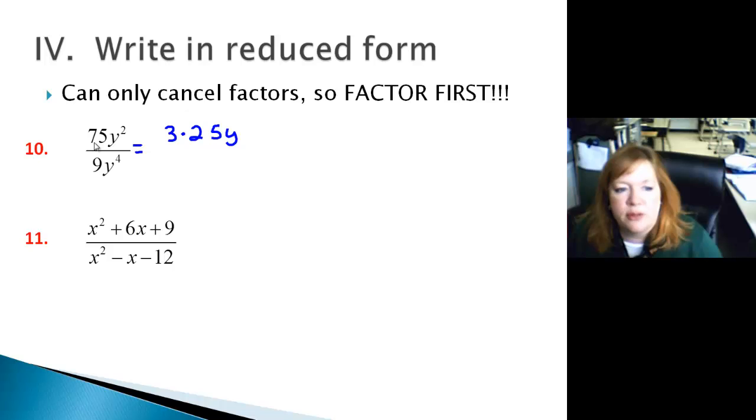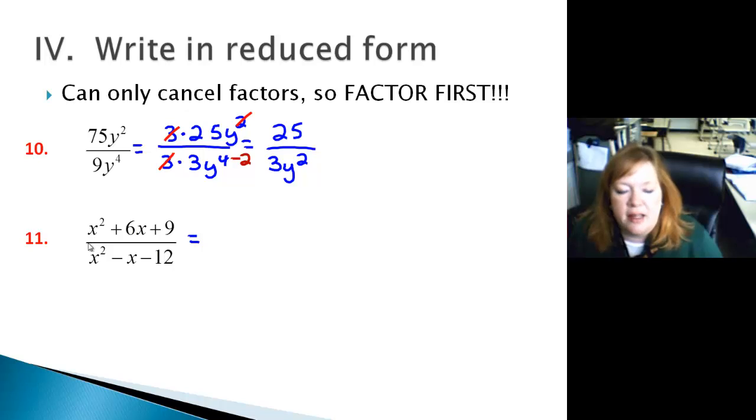So I would express this 75 as 3 times 25 times y squared, and then 9 as 3 times 3 times y to the 4th. 3 over 3 cancels out because that's just 1. And I can subtract this 2 from this y to the 4th, 4 minus 2, to bring it downstairs. So we end up with 25 over 3y to the 2nd, and that's it.